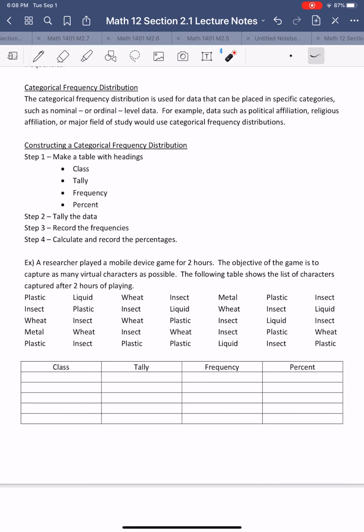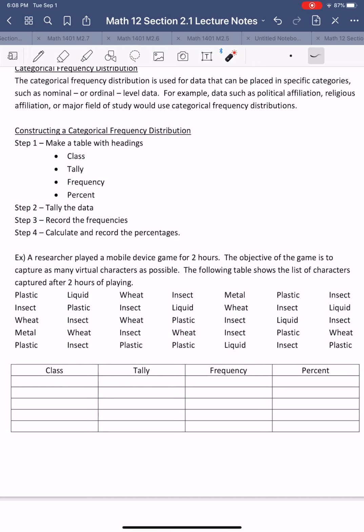Example. A researcher played a mobile device game for 2 hours. The objective of the game is to capture as many virtual characters as possible. The following table shows the list of characters captured after 2 hours of play: plastic, insect, wheat, metal, and liquid. So there are 5 different kinds of characters.